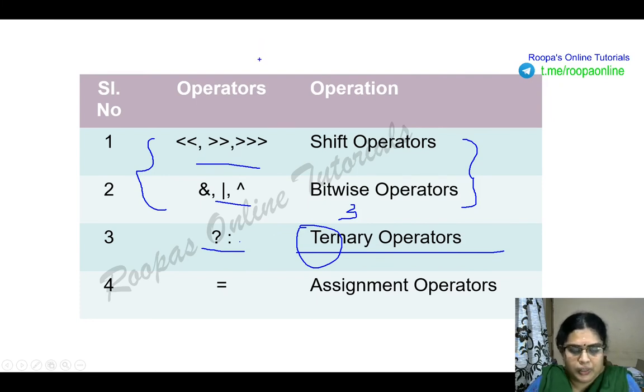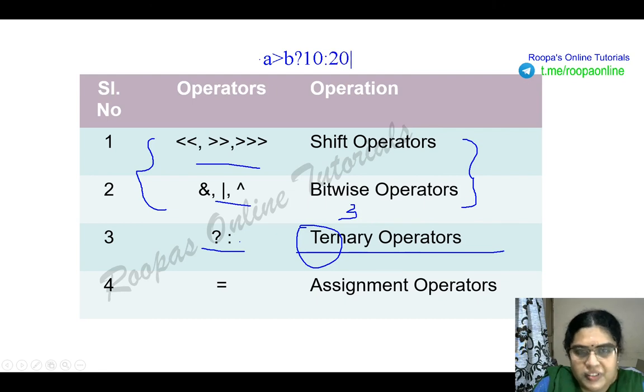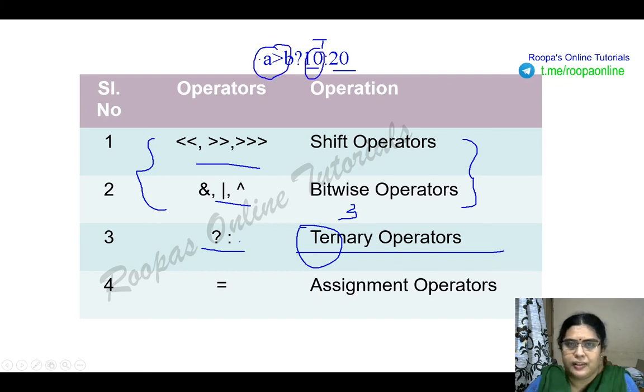For example, you may have it like this: A greater than B, then the question mark, 10, and then a colon, and then 20. Here, how this works is: if the condition A is greater than B is true, whatever is after the question mark, 10, will be evaluated. If A is not greater than B, then 20 will be evaluated. There are three operands here: A greater than B, 10, and 20. Because there are three operands, it is known as the ternary operator.